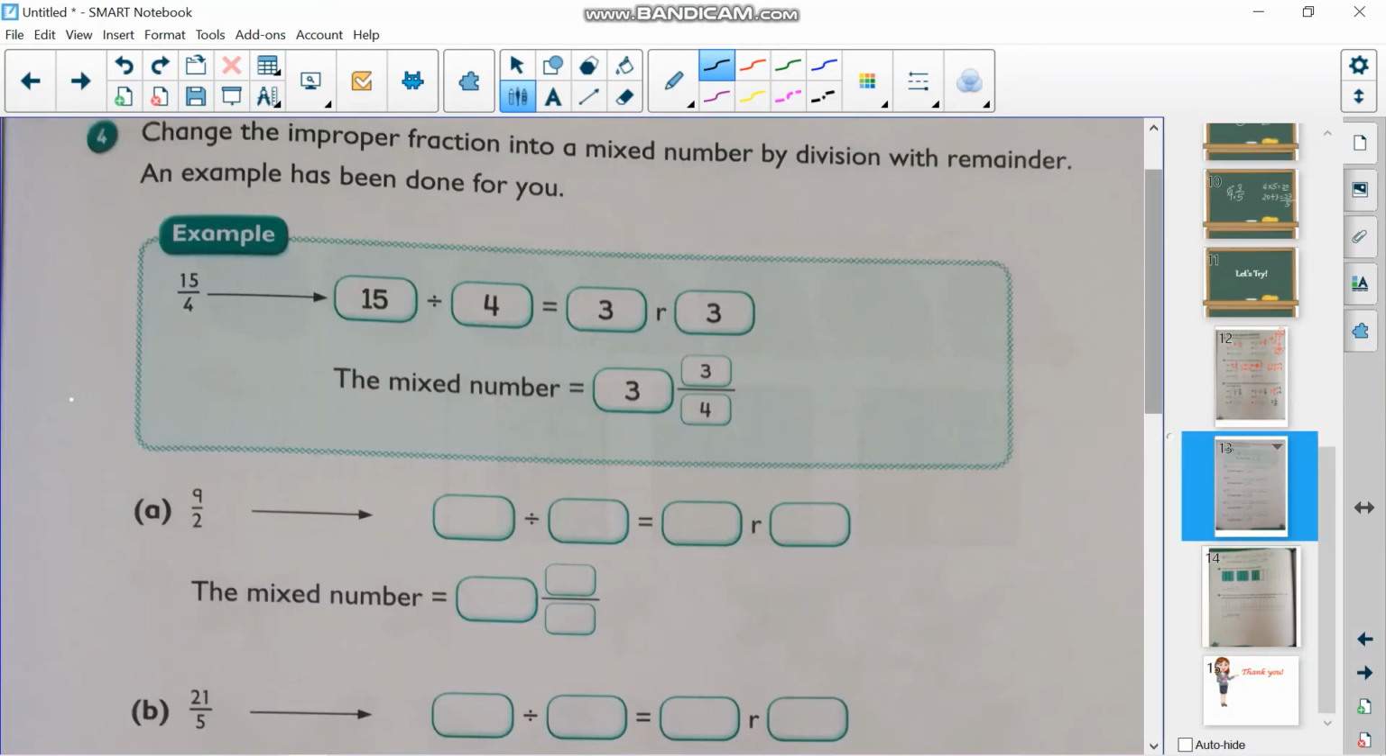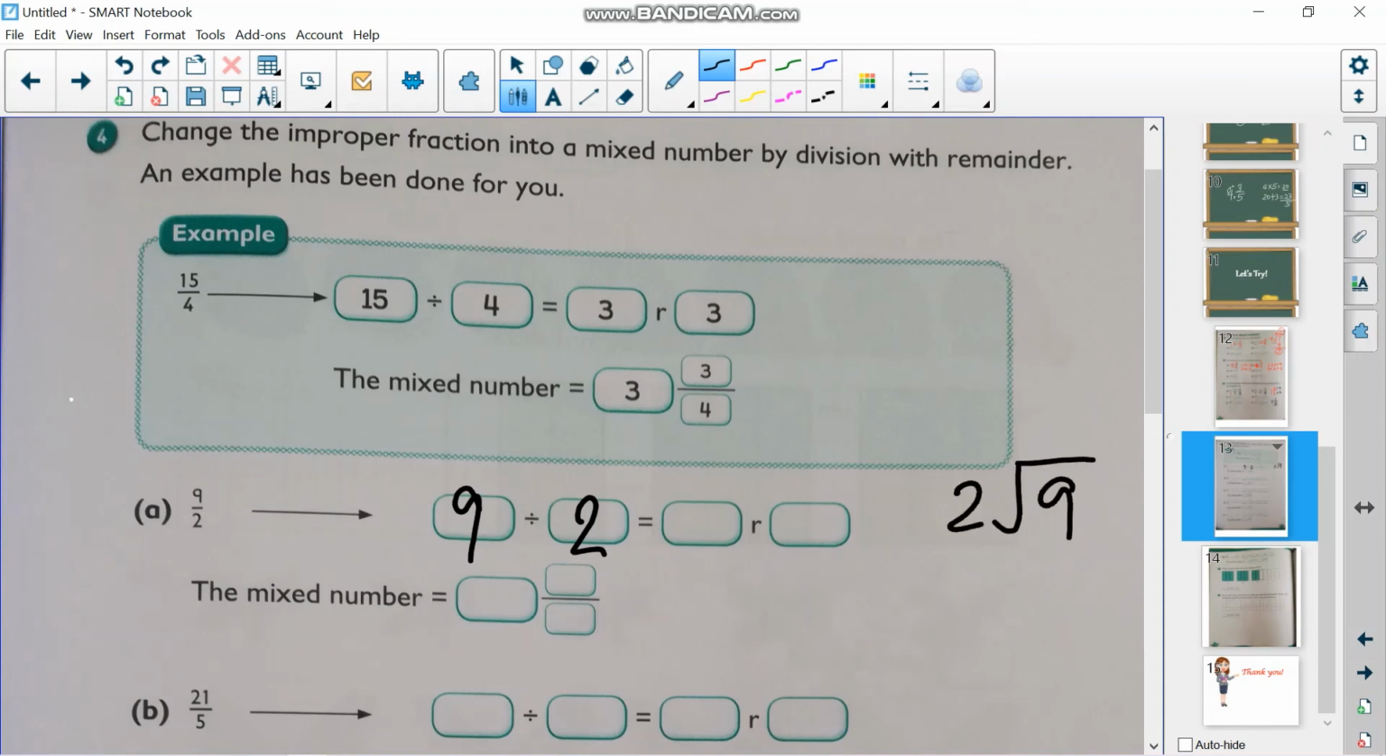Now let's go to number 4. Change the improper fraction into mixed number by division with remainder. Let's start with letter A. 9 halves. 9 halves means 9 divided by 2 is equal to, you can solve it mentally or you can use the column method. Now let's try the column method.